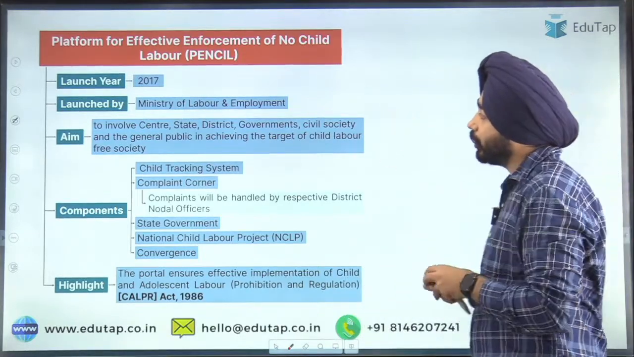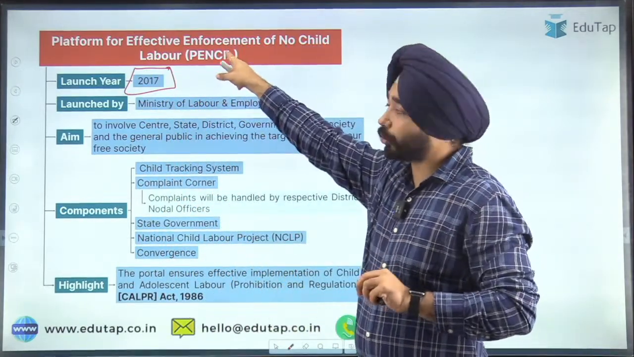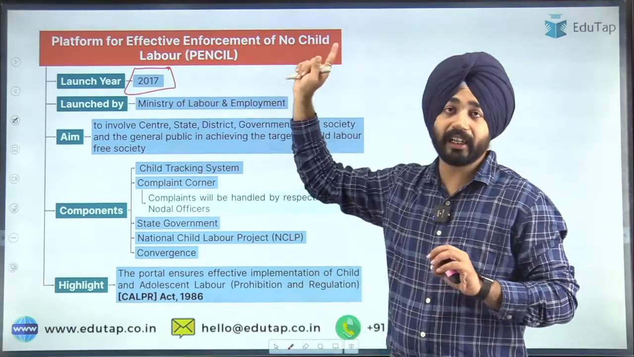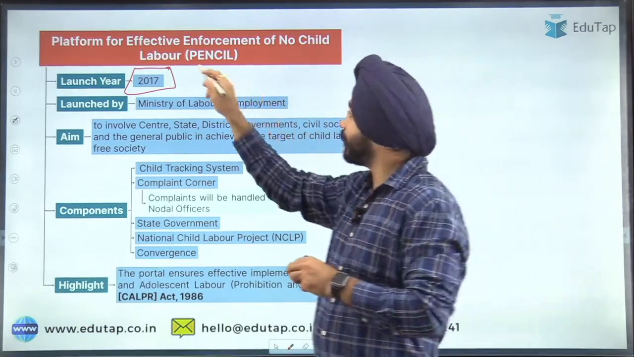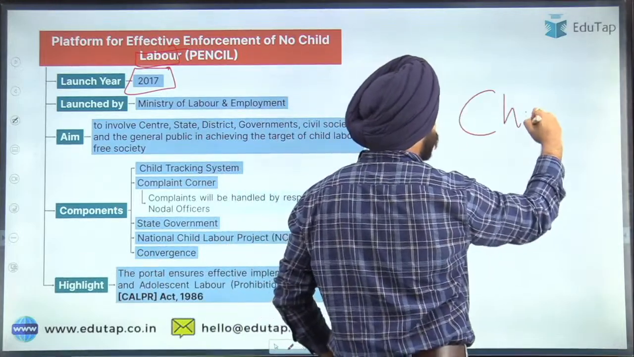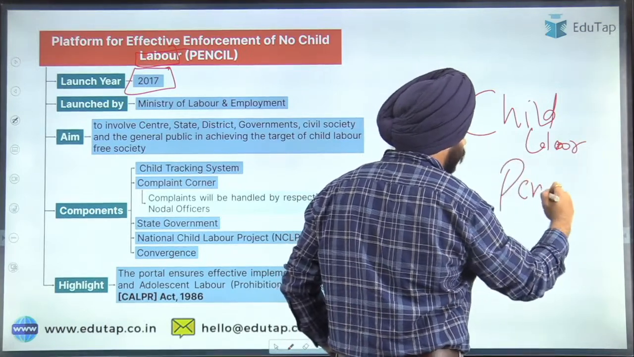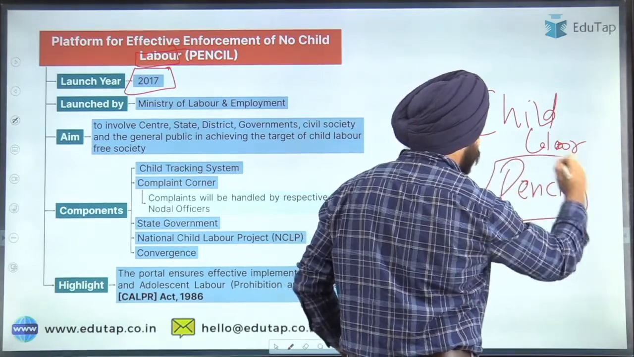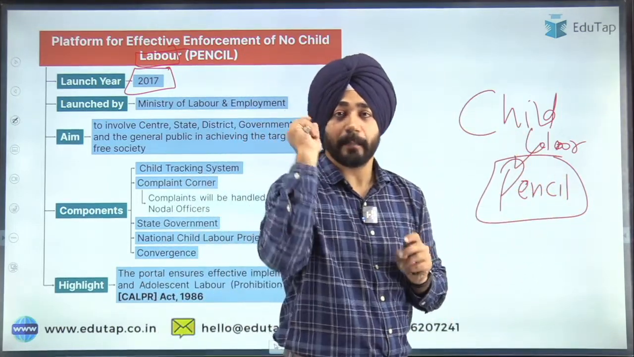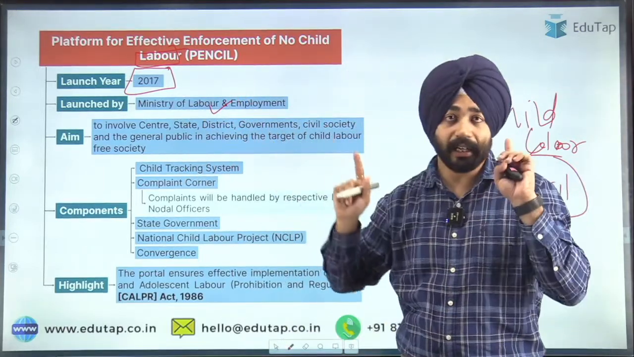Coming to the PENCIL portal, it was launched in 2017. Just look at the abbreviation here: Platform for Effective Enforcement of No Child Labour. That is the PENCIL portal. So to remember it simply, we have to provide a pencil to child labor, not take it away. This is how to remember this thing. PENCIL is related to child labor, which is implemented by the Ministry of Labour and Employment.